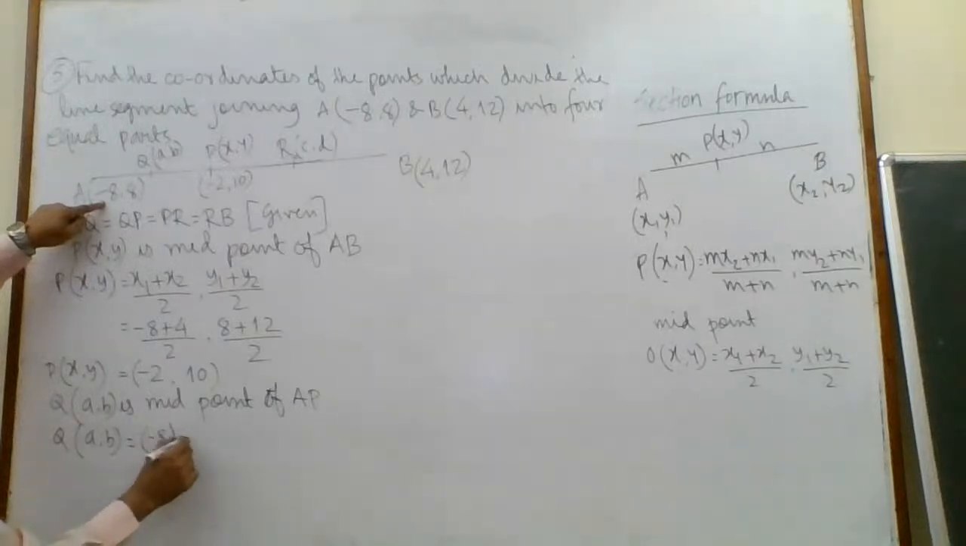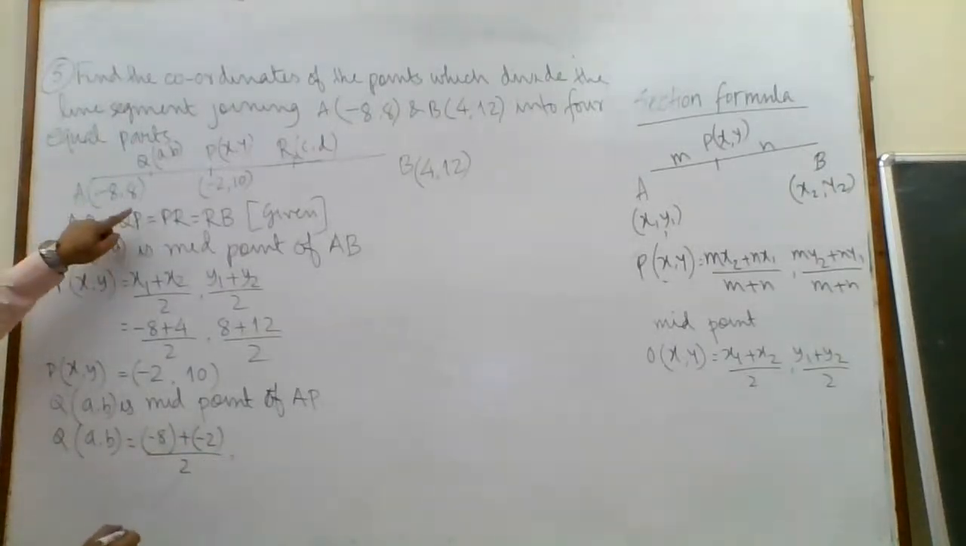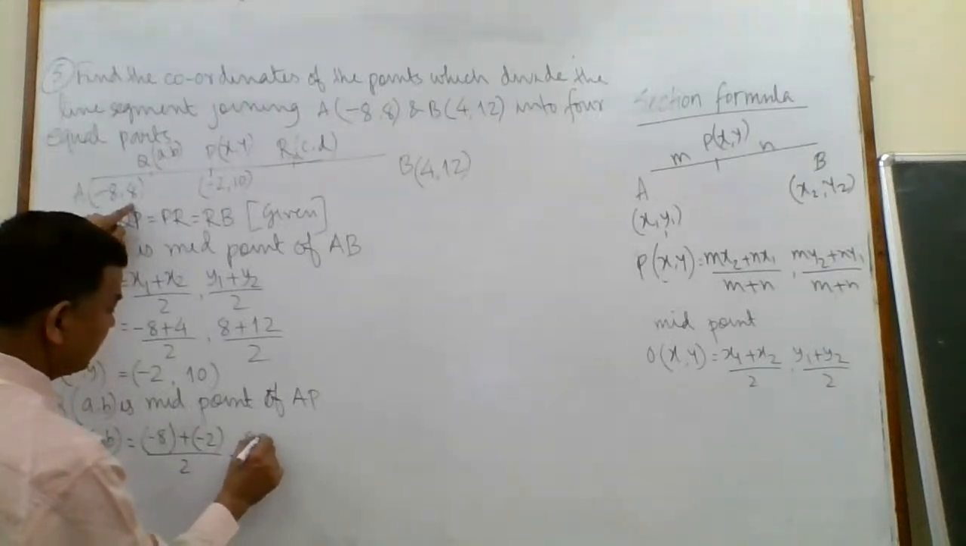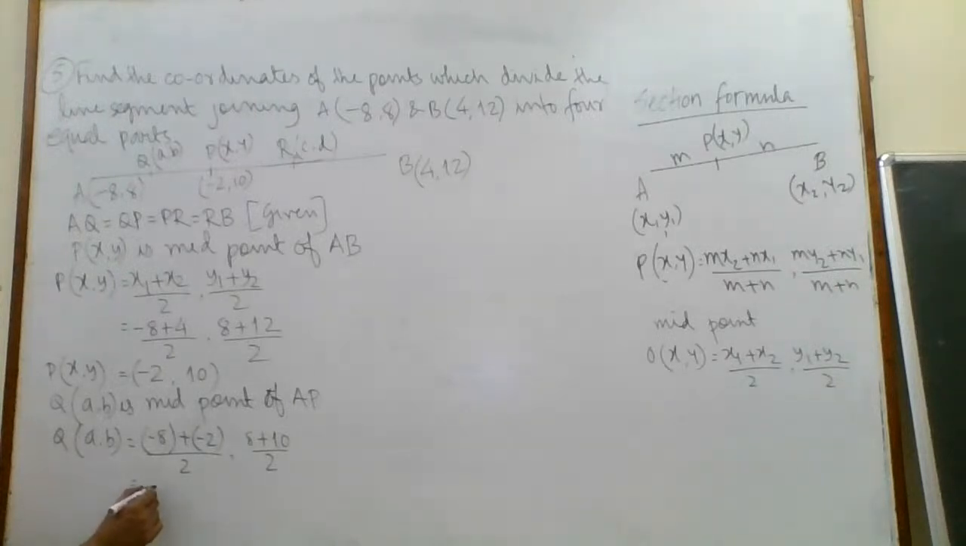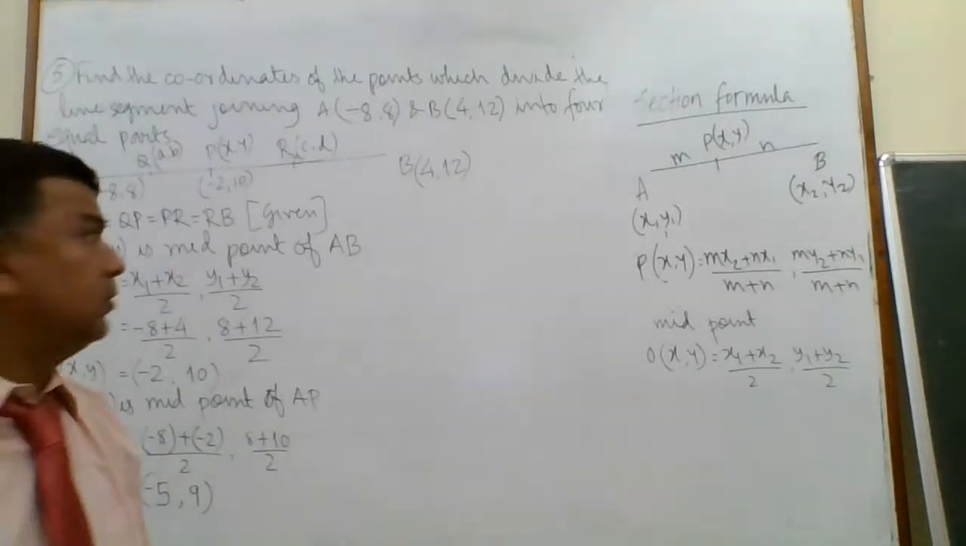So minus 8 plus minus 2 by 2 and 8 plus 10 by 2. Minus 8 minus 2 is minus 10, divided by 2 is minus 5. And 8 plus 10 is 18, divided by 2 is 9. So after P, we also got Q.